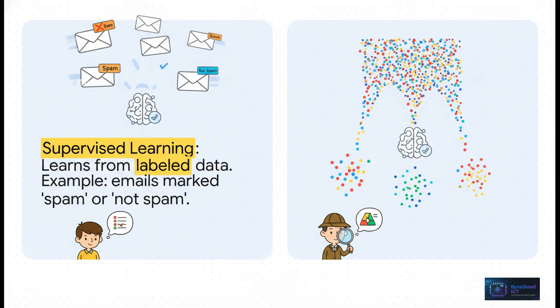Then you have unsupervised learning. This is the total opposite. We give it a huge pile of unlabeled data and just say, find something interesting in here. It becomes a data detective, finding hidden groups on its own, like discovering that online shoppers fall into 3 distinct categories without us ever telling it what to look for.